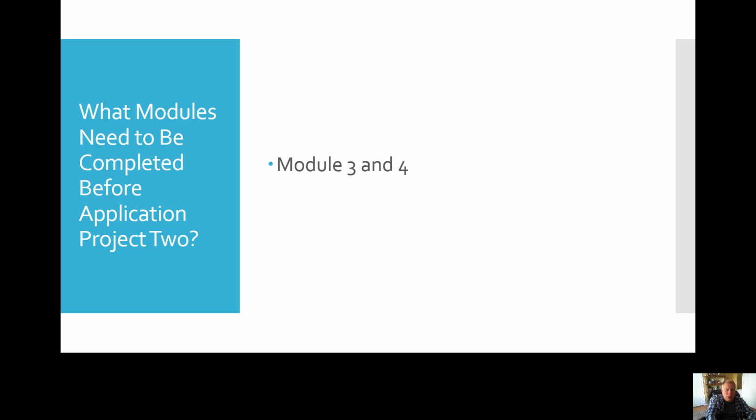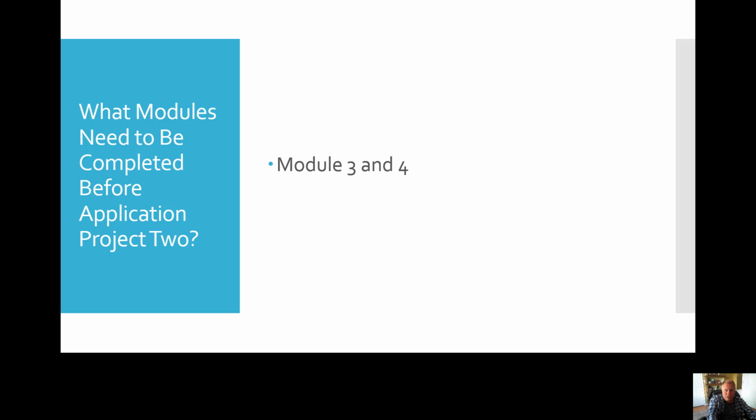Some of you have asked, well, how do I know if I'm on pace? How do I pace myself if I want to try to get stuff done? Well, let's look at it. What modules need to be completed before you complete application project 2? That's module 3 and 4. Okay? What modules need to be completed before application project 3? Module 6 and 7. So that's the sequence that you need to make. You know the dates these are due, so you can now figure what you have to do in order to allow yourself enough time. The projects do take time to do, okay, so keep that in mind.